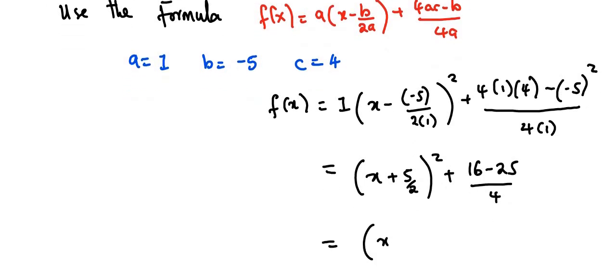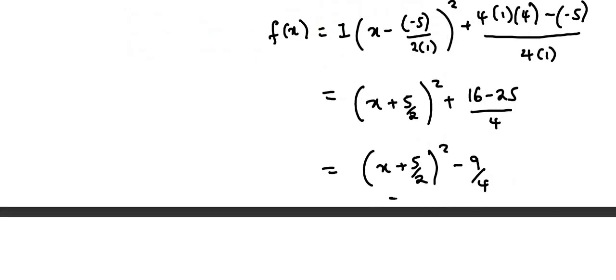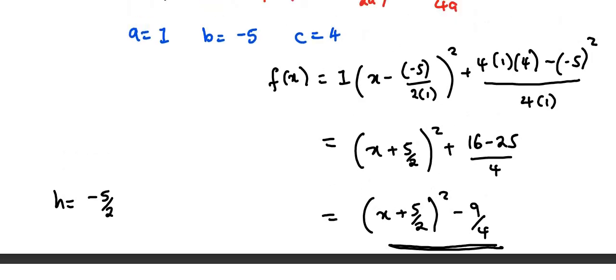This will give us (x + 5/2)² − 9/4. So this is the completed square form that was required, and from here we can tell that h is equal to −5/2. Sorry, this has to be a plus there, so that is going to be negative.